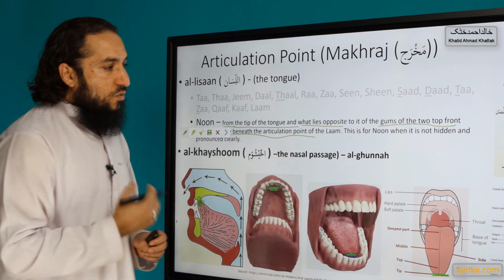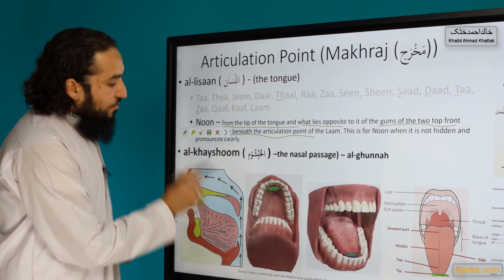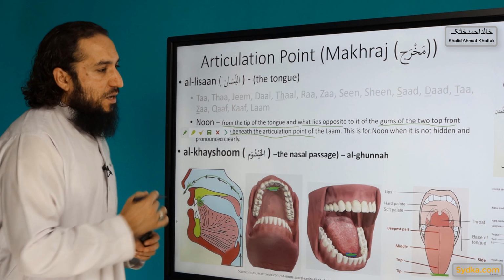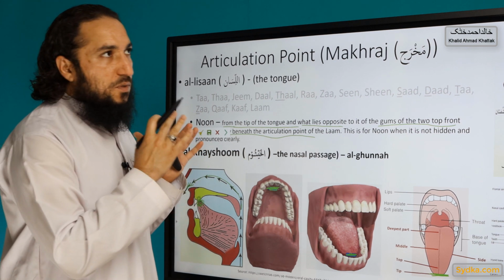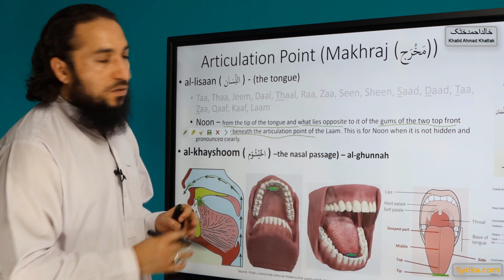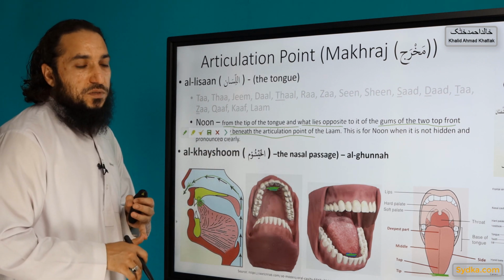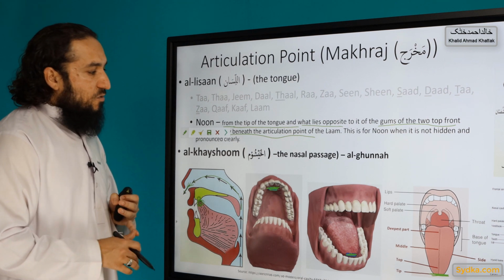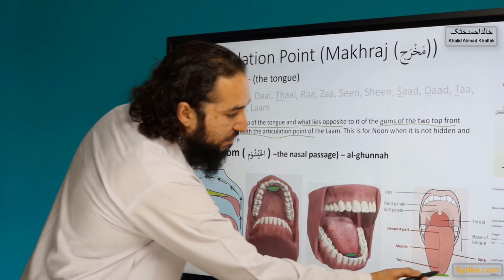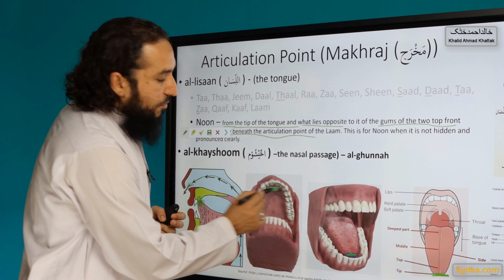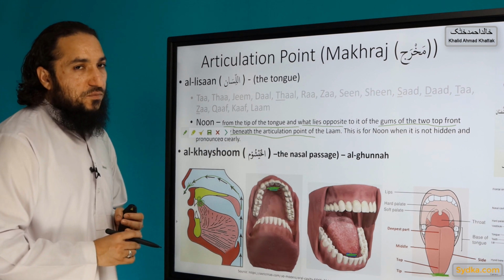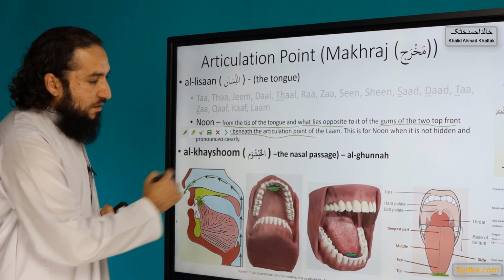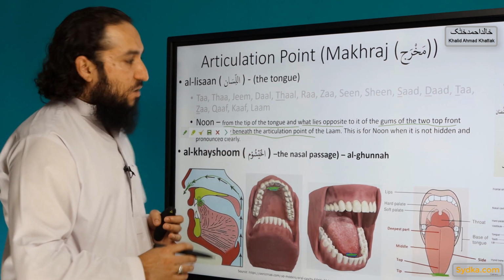In the other case, when it has ghunna attached to it, the articulation point is al-khayshum, the nasal passage. Then the sound goes through that as well. It has multiple uses, and we will have a few lessons on it, not one, because there are a lot of rules attached to noon sakina, tanween, etc. This is just the basic. The basic is the tip of the tongue and what is opposite to that, the gum of the two top incisors. When it's clear, that's it, and when it is with ghunna, then the khayshum, the nasal passage, is involved as well.